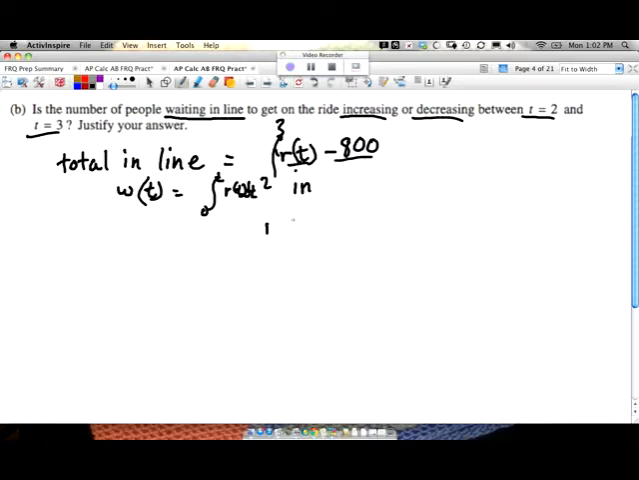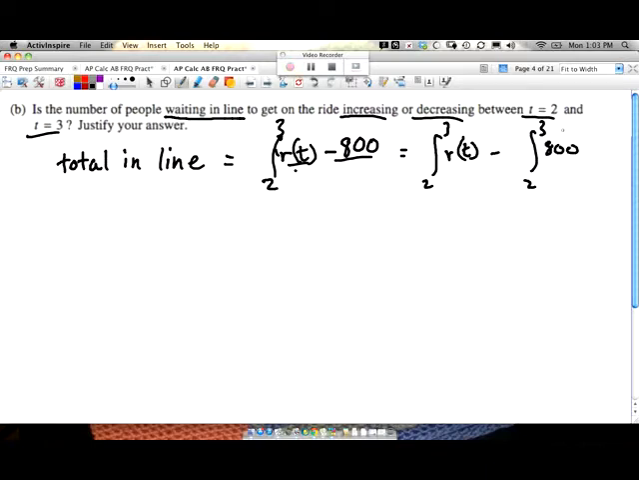But in general, what's really happening? It's going to be r of t minus 800. All right, so here we go. Now I've got a better way to explain all this. It's asking you, is this amount increasing? Well, this would equal the area from 2 to 3 of r of t minus the area from 2 to 3 of 800. And if this becomes a positive amount, if it's greater at 3 than it is at 2, then we're increasing.